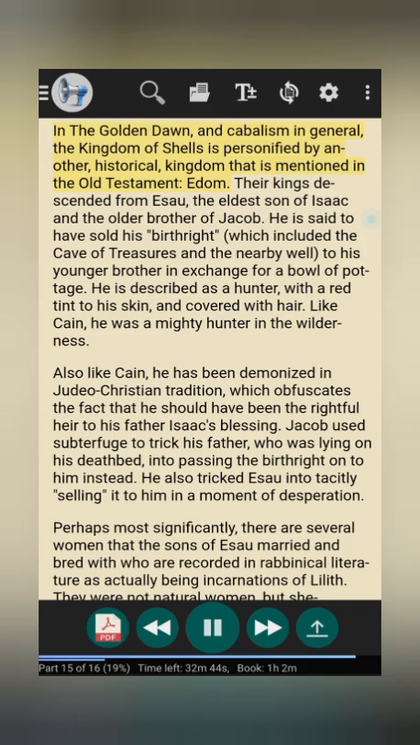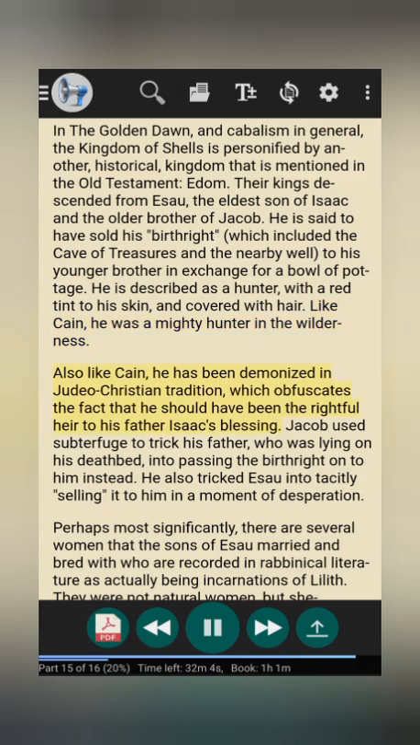In the Golden Dawn, and Kabbalism in general, the kingdom of shells is personified by another historical kingdom that is mentioned in the Old Testament, Edom. Their kings descended from Esau, the eldest son of Isaac and the older brother of Jacob. He is said to have sold his birthright, which included the cave of treasures and the nearby well, to his younger brother in exchange for a bowl of pottage. He is described as a hunter, with a red tint to his skin, and covered with hair. Like Cain, he was a mighty hunter in the wilderness.